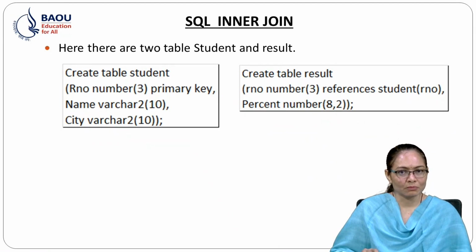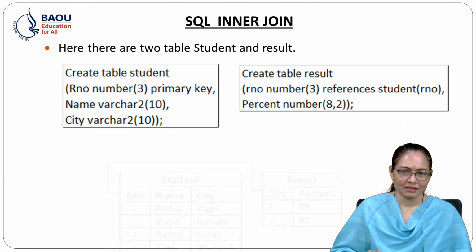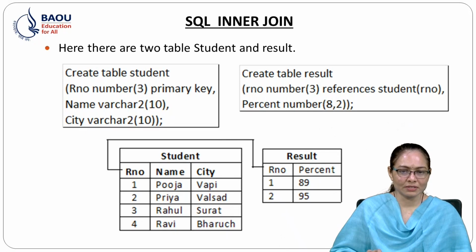See in the figure, suppose both tables have the following types of data. Notice that both the table student and result have roll number as a common column. The relationship between the two tables is made using the common column roll number. In the student table, roll number is a primary key, and in the result table, roll number is a foreign key.